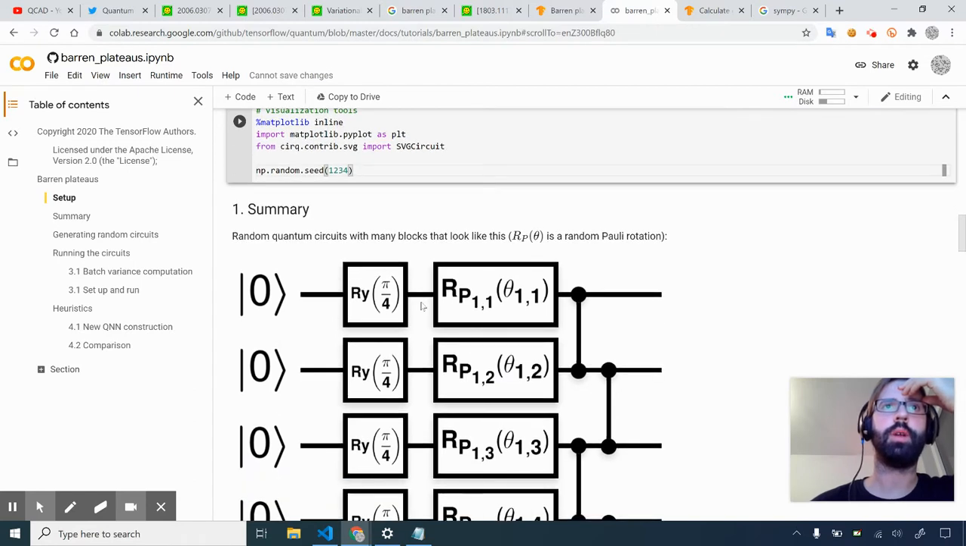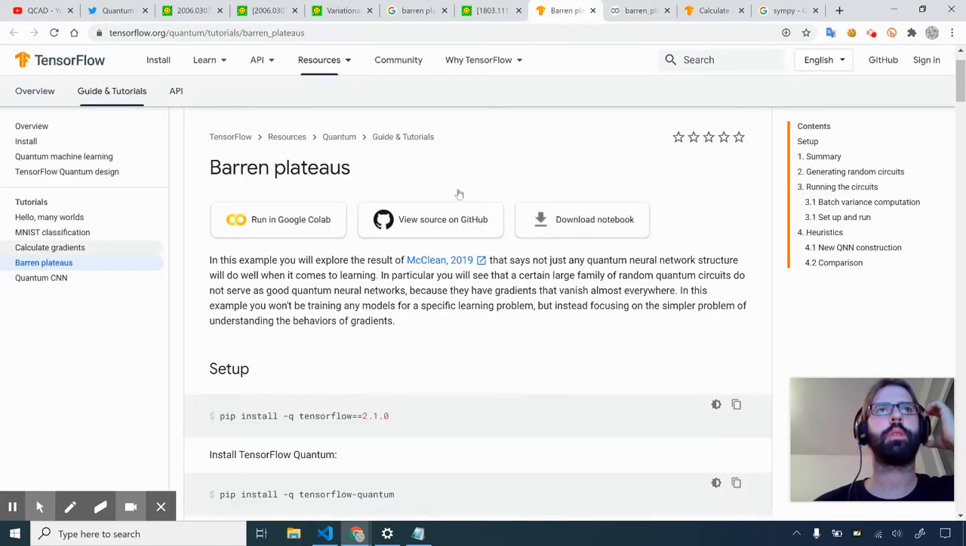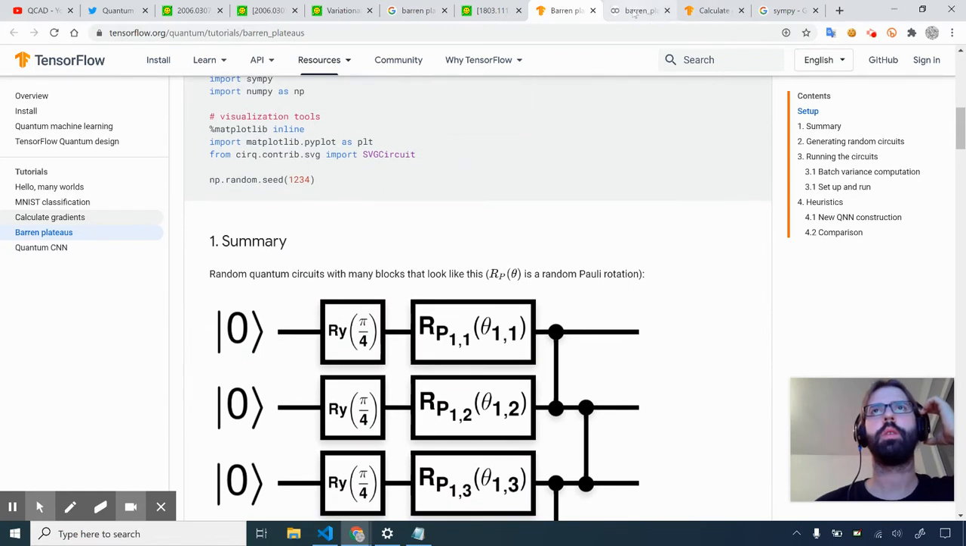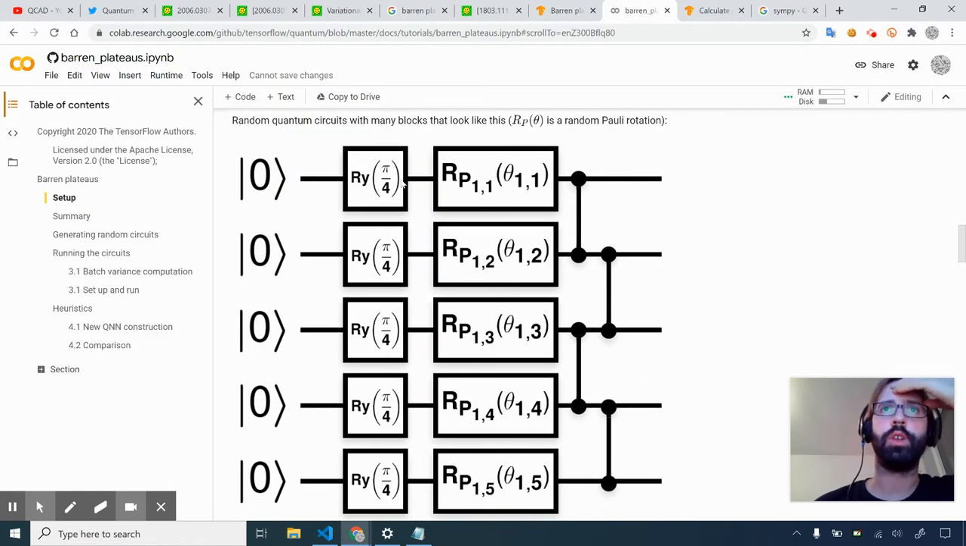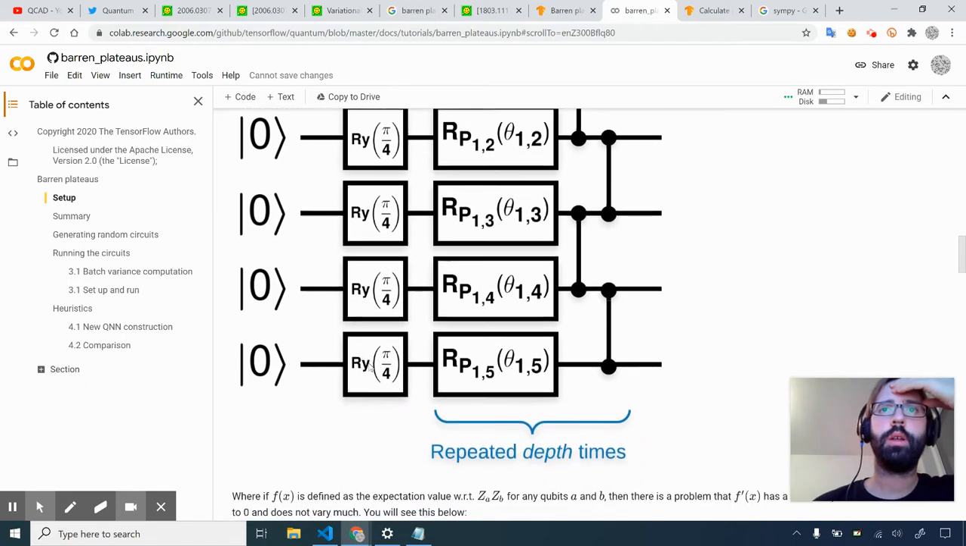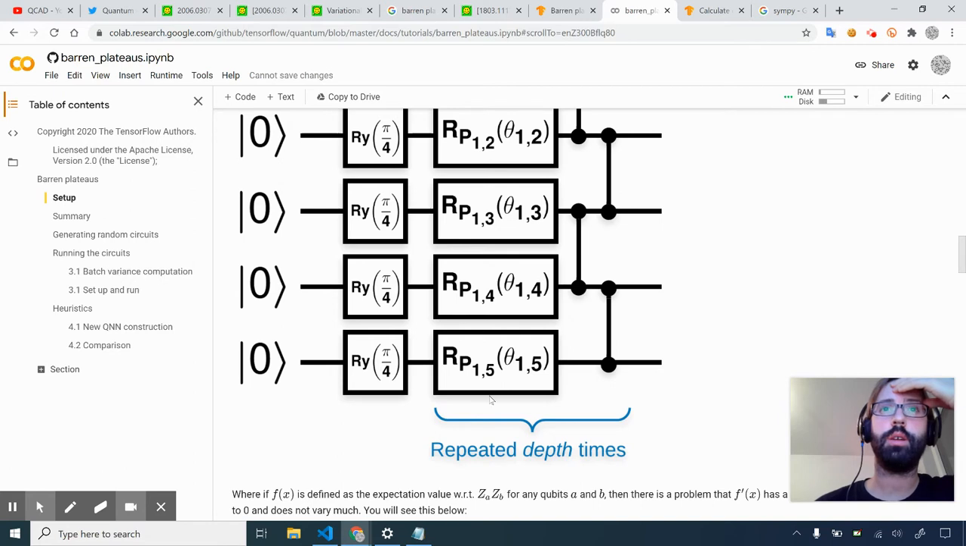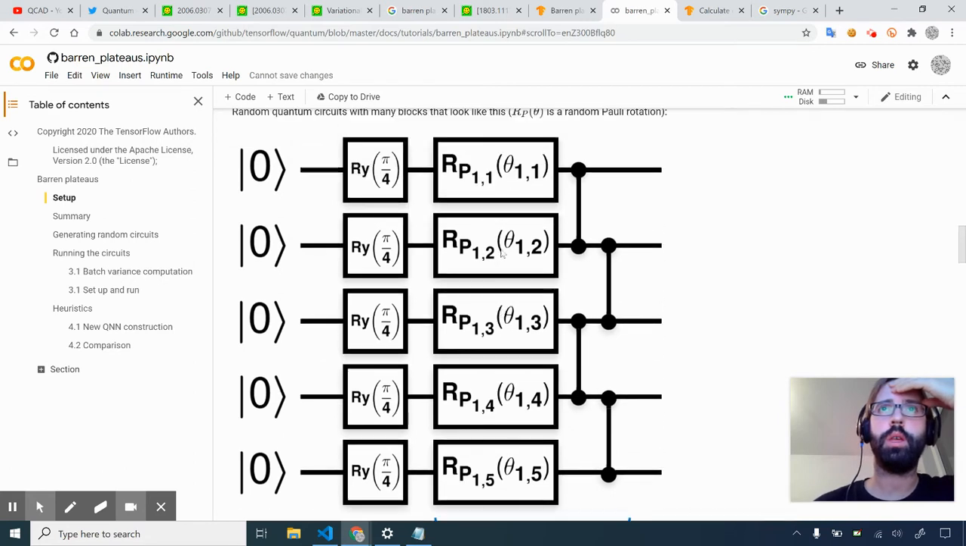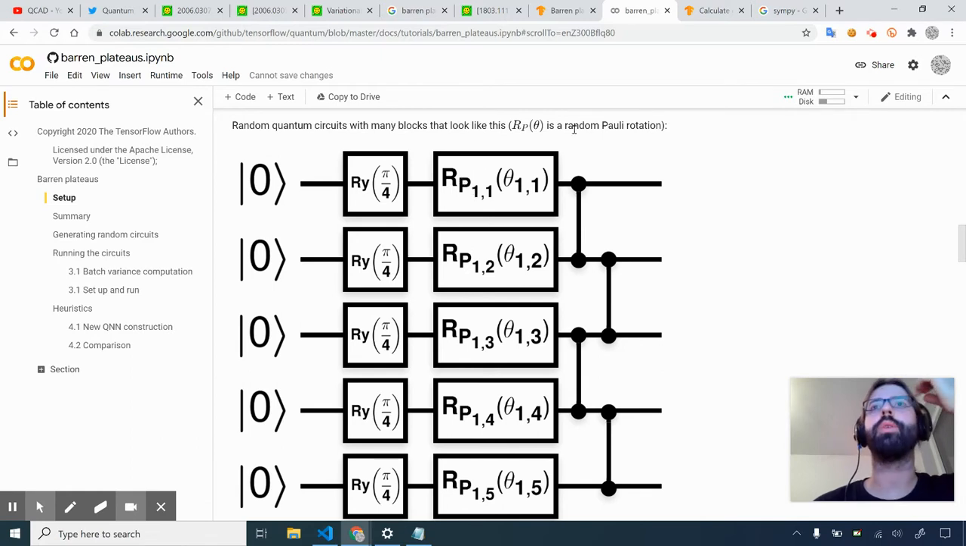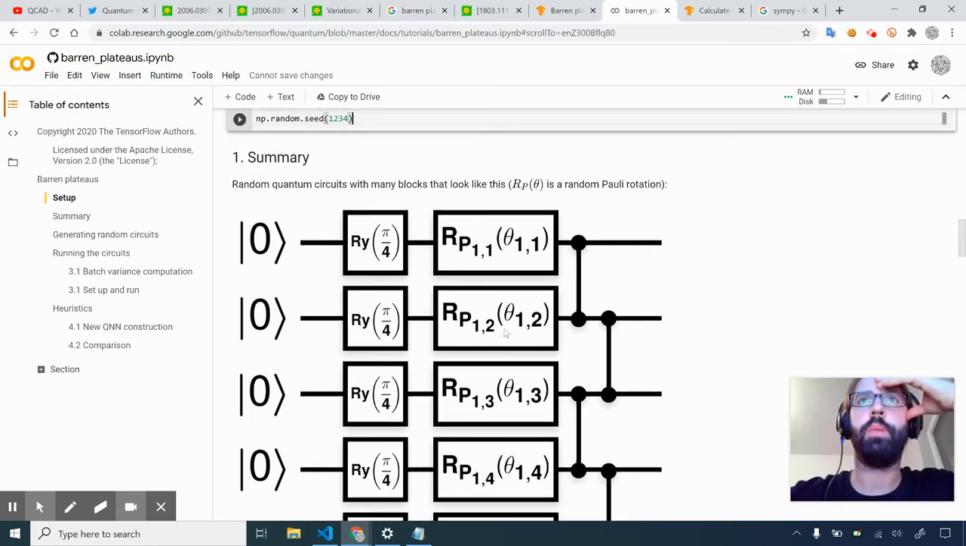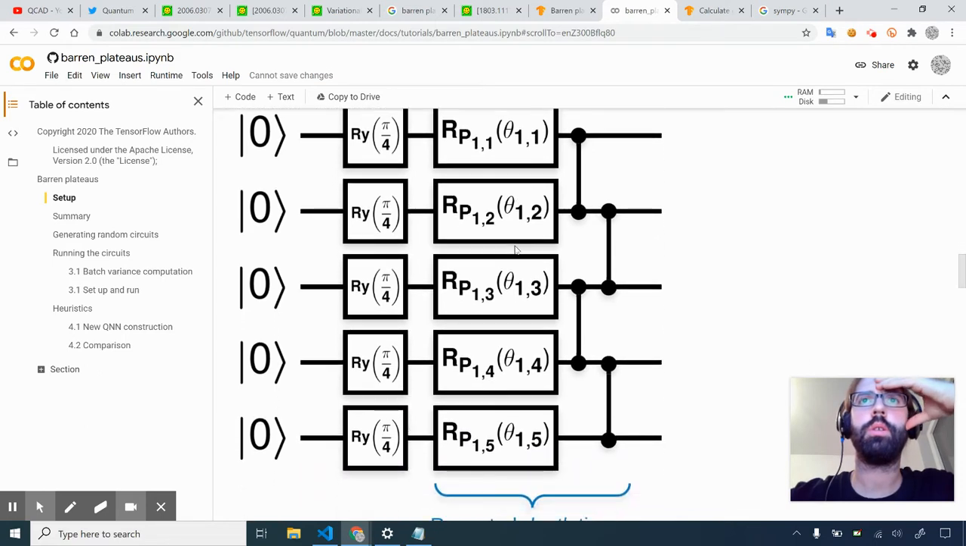Summary. So random quantum circuits with many blocks that look like these. Those are Y rotations. And then RP, what is this? It's a random Pauli operation. Okay. And this is just a parameter. Okay, but that's not parameterized, as in that's a fixed angle.